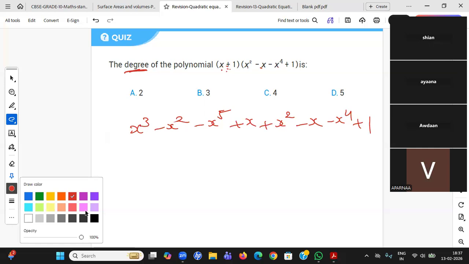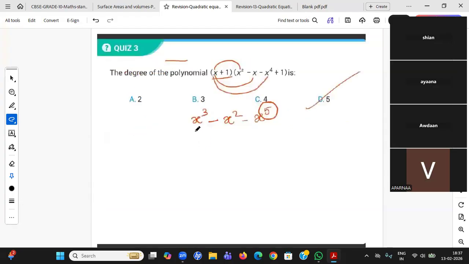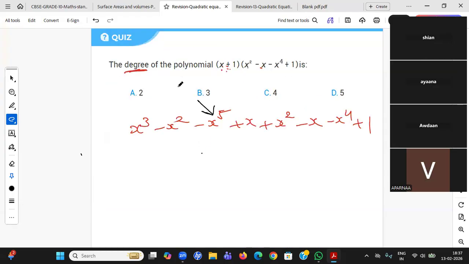Now you should cancel the things which are common. So now you see x power 5 is not getting cancelled. The highest power in this expression is 5. So the answer should be D.